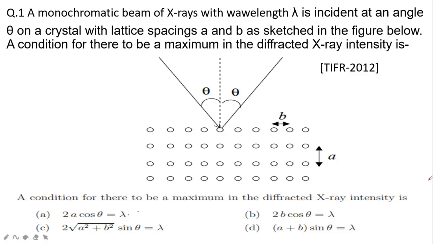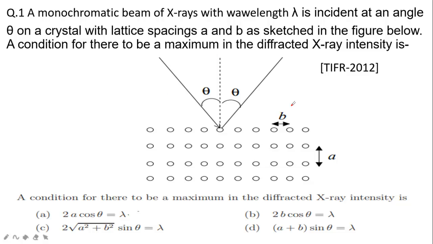So here we start with question number 1. What is this question saying? Let's read out the question first and then I'll tell you how to solve it. This question is from TIFR 2012. The question says a monochromatic beam of X-rays with wavelength lambda is incident at an angle theta on a crystal with lattice spacings A and B as sketched in the figure below. And you can see the figure.